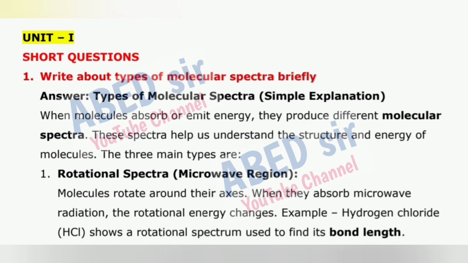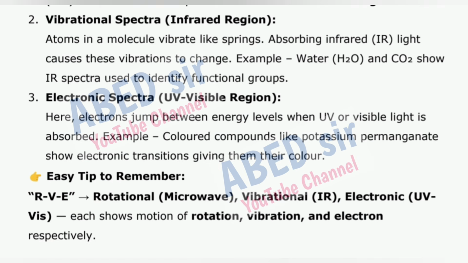Rotational spectra, microwave region. Molecules rotate around their axis. When they absorb microwave radiation, the rotational energy changes. Example: hydrogen chloride, HCl, shows a rotational spectrum used to find its bond length. 2. Vibrational spectra, infrared region. Atoms in a molecule vibrate like springs. Absorbing infrared, IR, light causes these vibrations to change. Example: water, H2O, and CO2 show IR spectra used to identify functional groups.